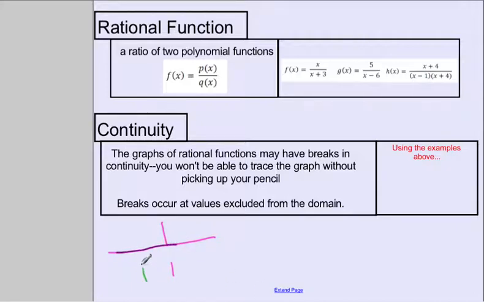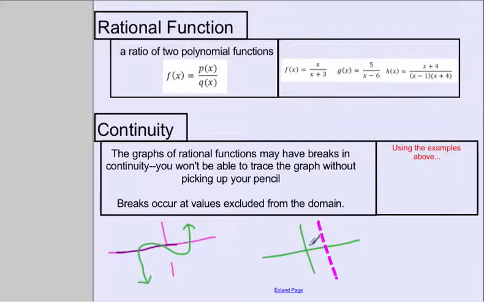Actually, let's do an x to the third. If I have something like this, I do not need to pick up my pencil at all as I draw this. So my x to the third, or degree 3 polynomials, those are continuous. Rational functions, though, are going to have breaks. Those breaks will typically be asymptotes.